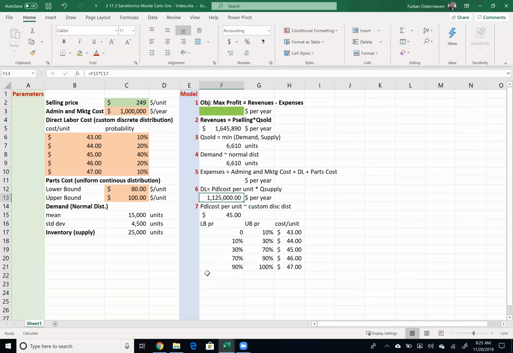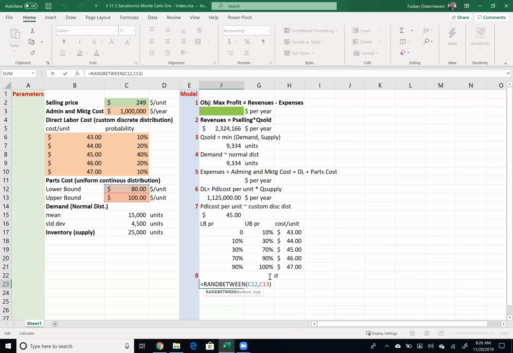Now I deal with parts cost. So let's go to step number 8. So the parts cost is based on a uniform continuous distribution. All right, so since this is uniform continuous, I cannot use RANDBETWEEN. RANDBETWEEN will give me the integer version of it, or discrete version of it. So this wouldn't work because this would only give me values that are exact integers, but that's not my point. I would like to have continuous numbers here.